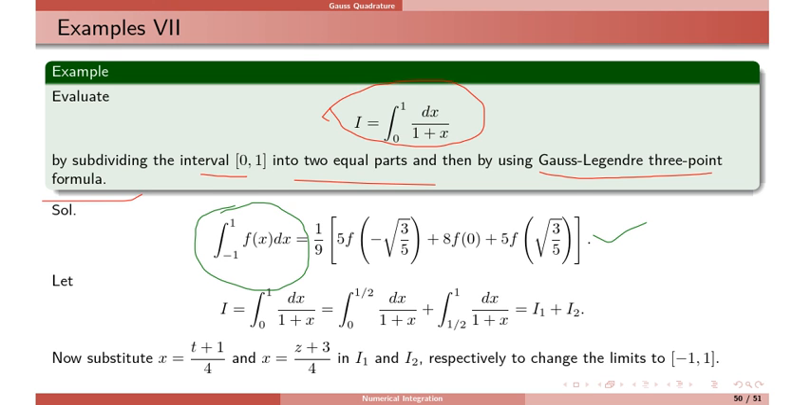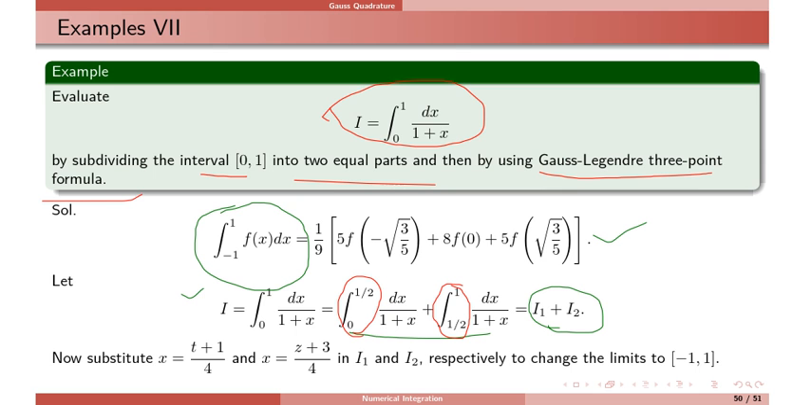So now I write I equal to my integral from 0 to 1 and split it into 2 equal parts: 0 to half, then half to 1. So I am writing separate integrals I1 and I2. Now use the Gauss-Legendre formula to find I1 and I2. Since I1 is 0 to half, firstly change 0 to half to minus 1 to 1, and also in the second. The second is from half to 1, so change half to 1 into minus 1 to 1.